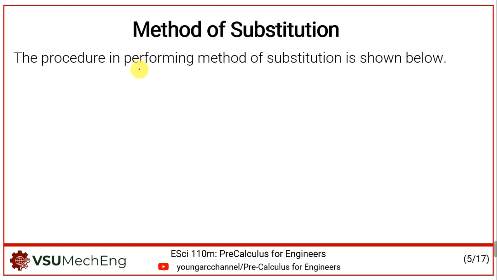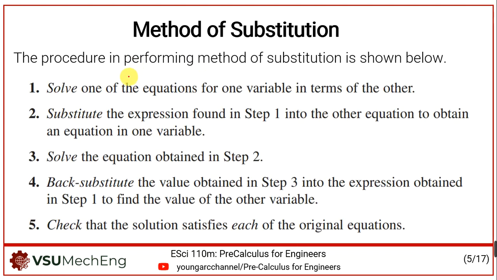Now, this is the procedure in performing this method. First, as I have told you, you're going to express one variable in terms of the other. Say for example, you are going to choose x. So you're going to solve for x in terms of y using one of the given equations. After that, you're going to substitute that expression from step 1 into the other equation to obtain an equation that only contains one variable.